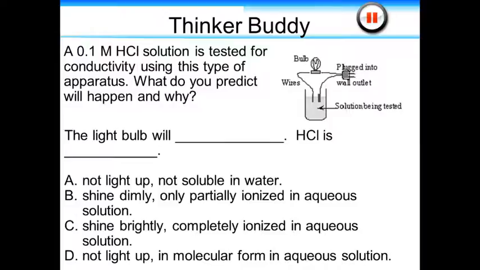HCl is blank. The light bulb will A, not light up, not soluble in water. B, shine dimly, only partially ionizes in aqueous solution. C, shines brightly, completely ionized in aqueous solution. D, not light up, HCl is in molecular form in aqueous solution.